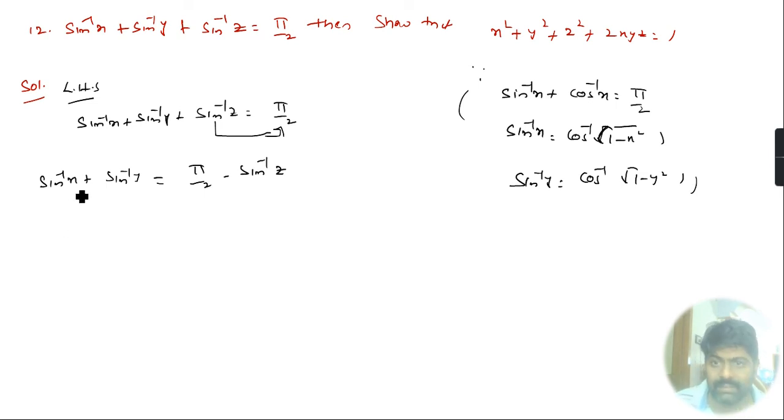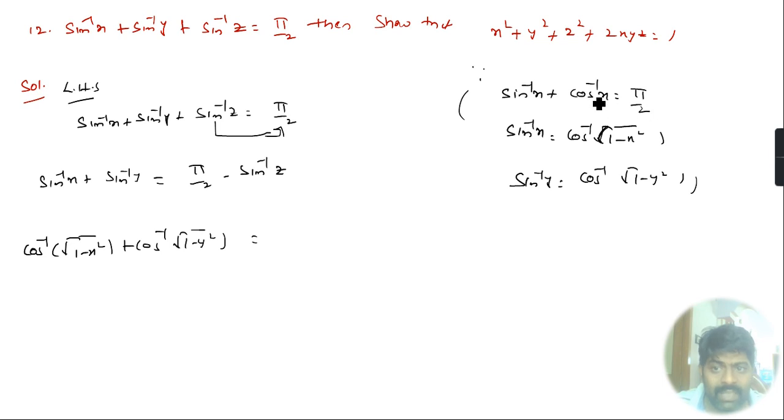So this is sin inverse x. The sin inverse x can be written as cos inverse of root of 1 minus x square, plus cos inverse of root of 1 minus y square. And from this one, sin inverse x plus cos inverse x equal to pi by 2. Then this is nothing but cos inverse z.